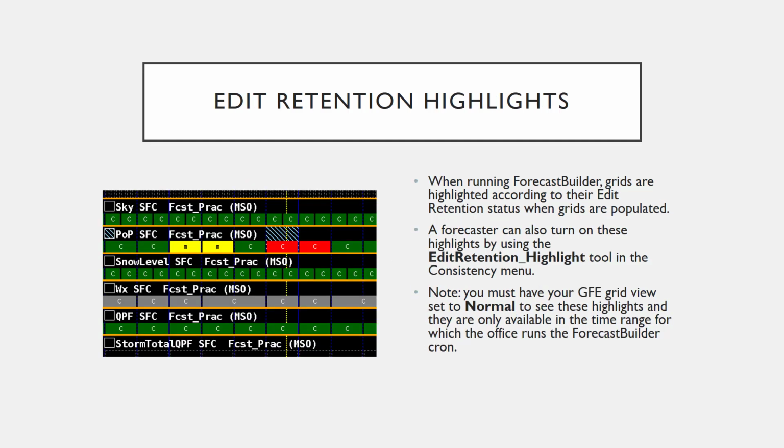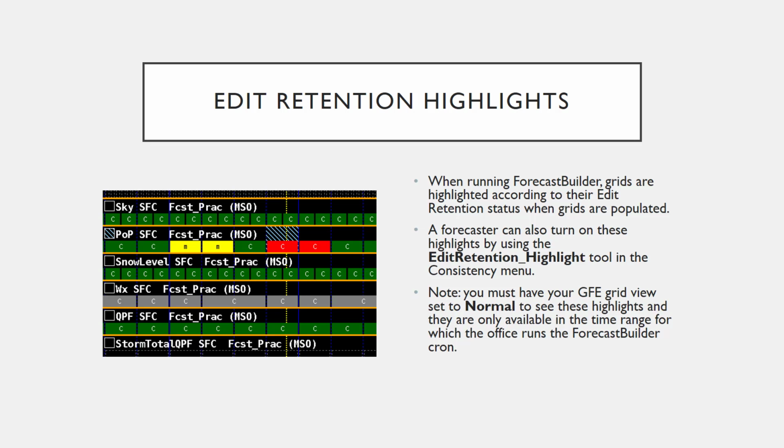Edit retention uses different colors to show you the edit retention status of the grids you're working on. These highlights will appear when running ForecastBuilder, or, if you like to see them without running ForecastBuilder, you can use the Edit Retention Highlight tool in the Consistency menu. As a note, you must have your GFE grid edit view set to normal to see these highlights.